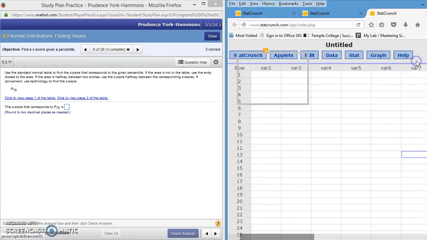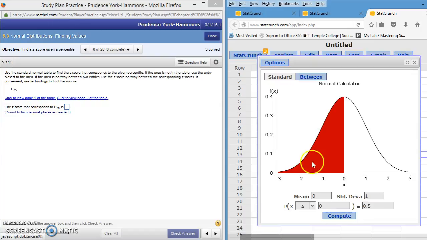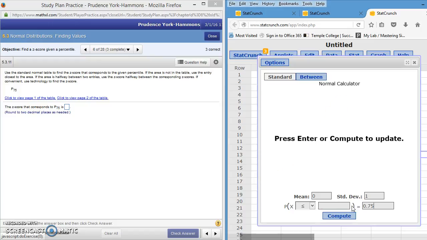So I'll close this calculator and open up a new calculator for a normal distribution with a mean of 0 and a standard deviation of 1 because we're looking for a z-score. But our percentile is 75%. As a decimal, that would be 0.75. And we want the less than or equal to because we're doing a cumulative probability when we look at percentiles.